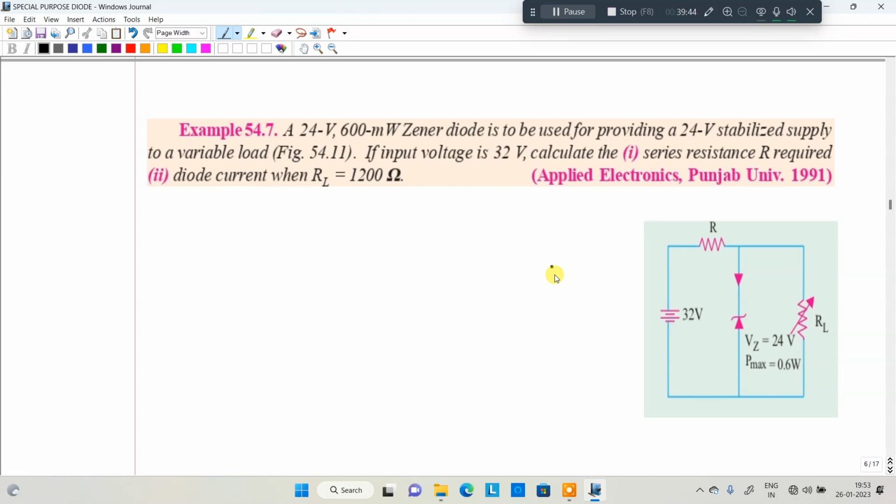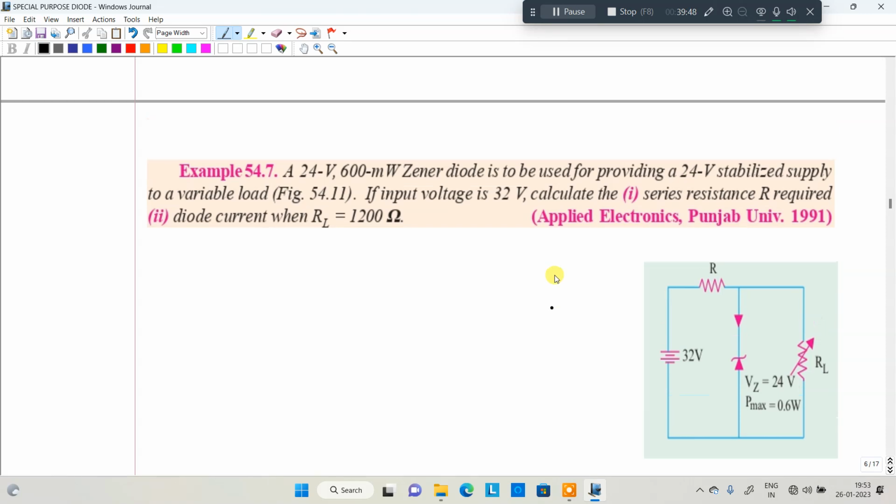Then we are going to the next topic, Zener diode as a peak clipper. So in that particular case, a 24 volt, 600 milliwatt Zener diode is used to provide a 24 volt stabilizer, right? So, variable load stabilizer. The input voltage is 32 volt. Calculate the series resistance required, and in the second case the load RL is 1200 ohms. This type of problems may come in the examination.